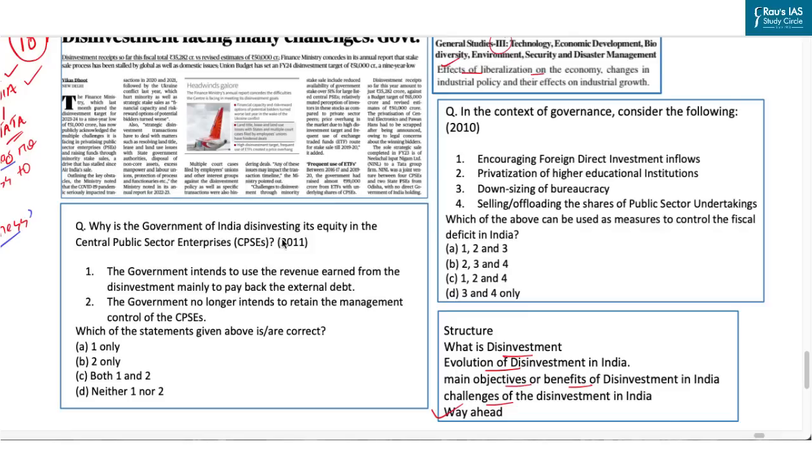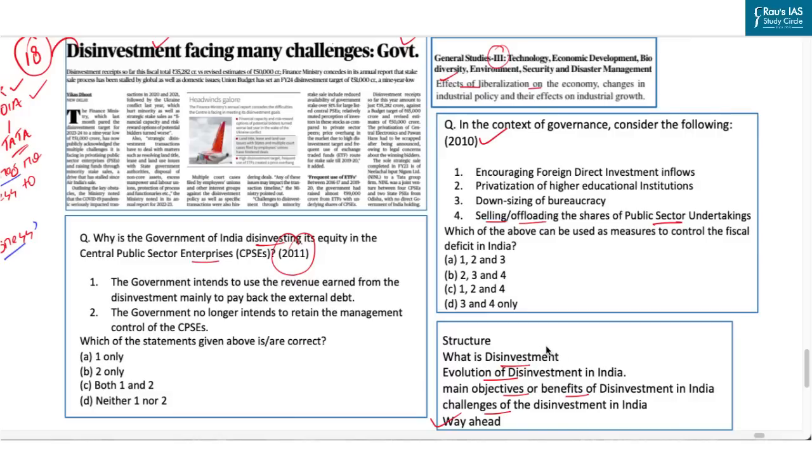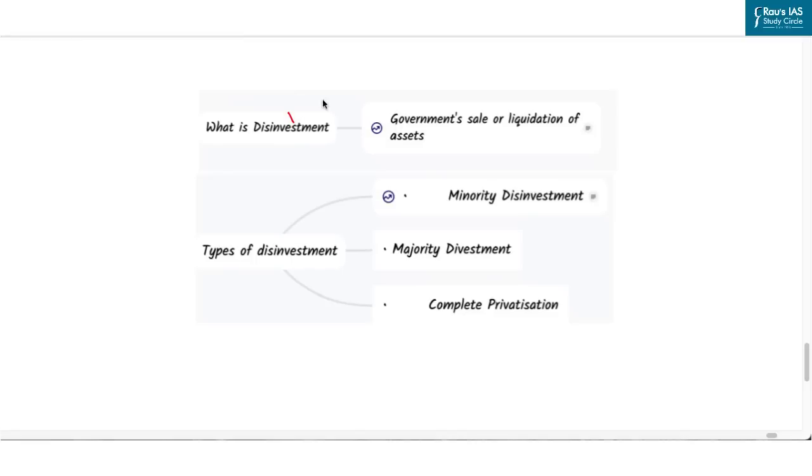Also, UPSC has been asking questions based on the same theme. Like this question, why is Government of India disinvesting its equity in the CPSEs? This question came in year 2011. Also in 2010, they talked about selling or offloading the shares of public sector undertakings. So with this we can see that this theme is quite important for your UPSC prelims as well as for your mains examination. Now let's start our session with the question, that is, what is disinvestment?